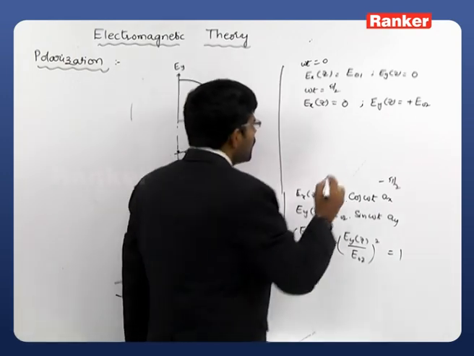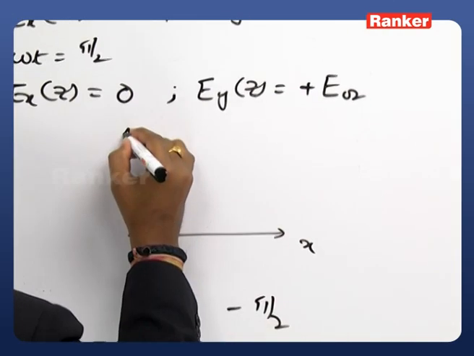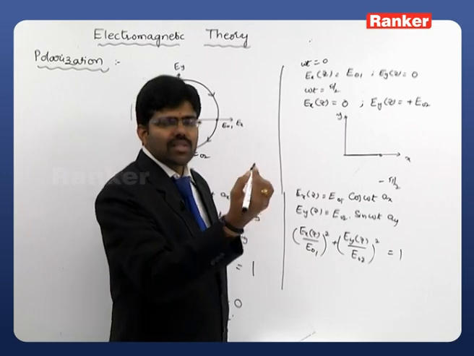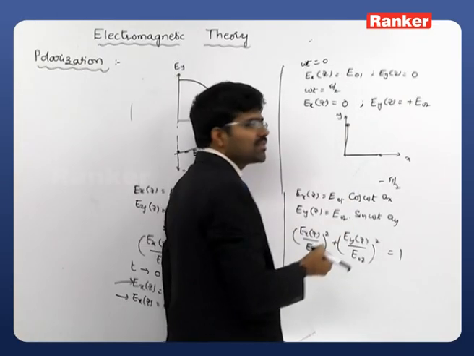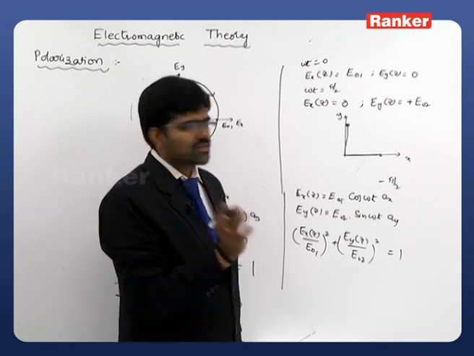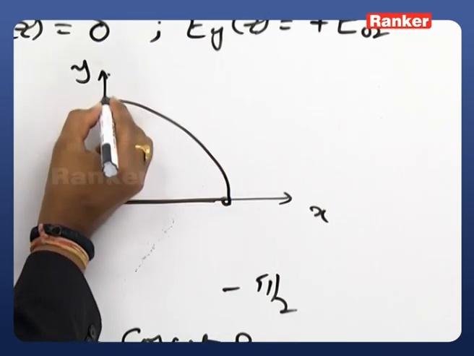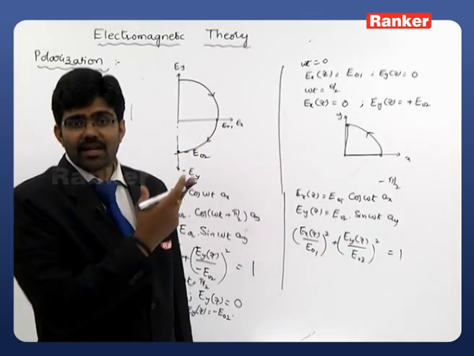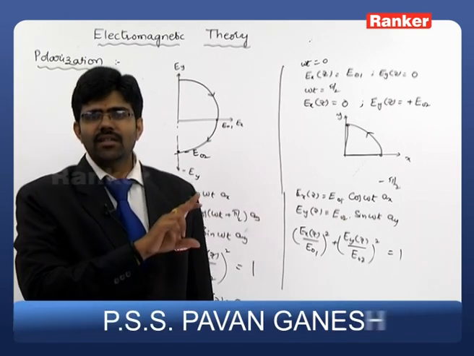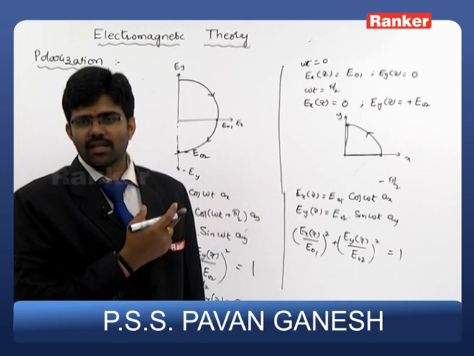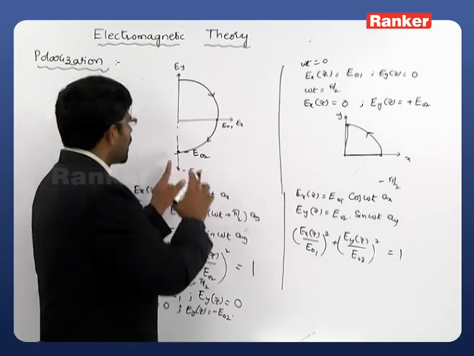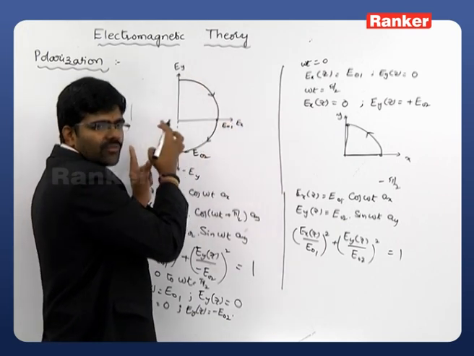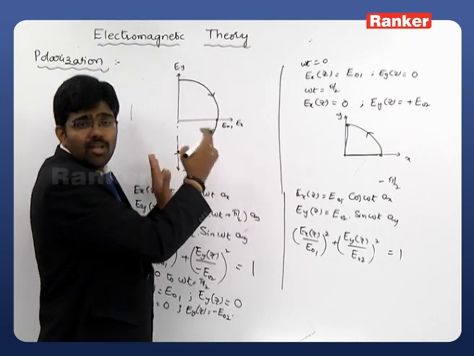Try to draw the graph: at time t equal to 0, the electric field is along the x-axis. After some time, the electric field is along the y-axis. So in between these two, what happens? Clearly the electric field is moving from x to y. Since it is moving from x to y, we can say that it is a right-handed polarized signal. Clearly it is a right-handed elliptically polarized signal, as an exclusive case.